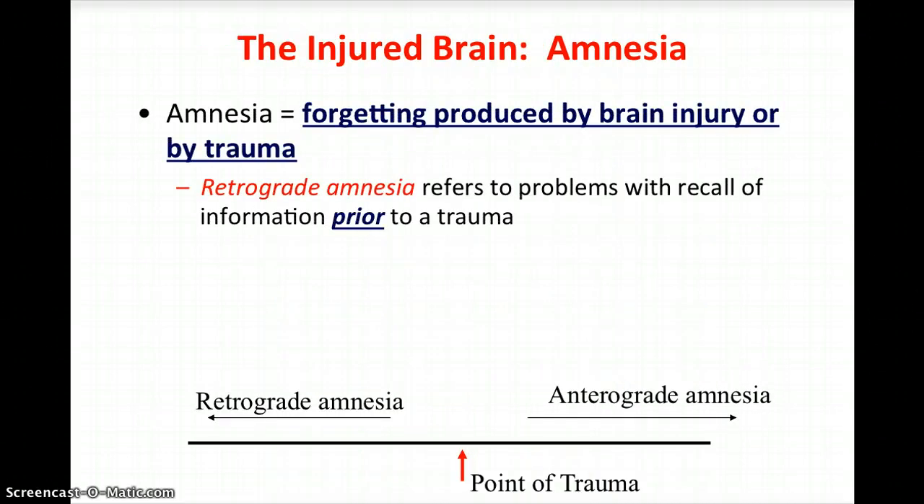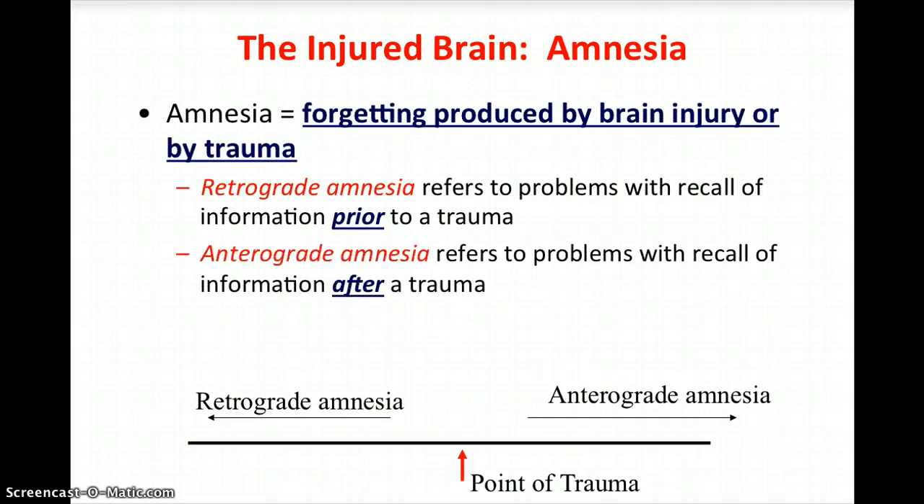All right, so we can have amnesia, which is forgetting that happens because of a brain injury or because of trauma. Retrograde amnesia refers to problems with recall of information prior to a trauma, so prior to the injury. You don't remember things that happened prior to the injury. And it doesn't mean you forget your whole entire life up until that point, but you could have periods of amnesia. But anterograde amnesia refers to problems with recall of information after a trauma. So if you look at the little chart here, the point of trauma, if it's after the point of trauma, it's anterograde. If it's before the point of trauma, it's retrograde.